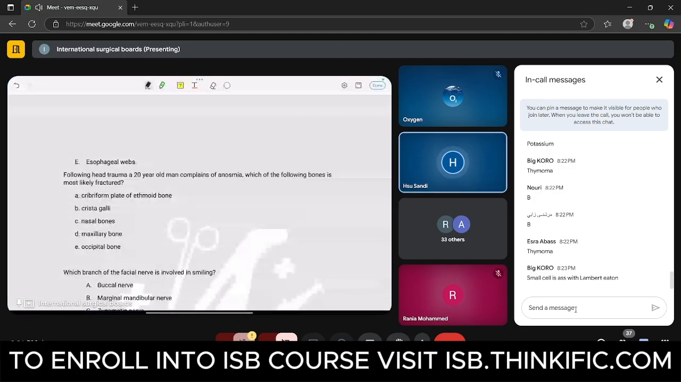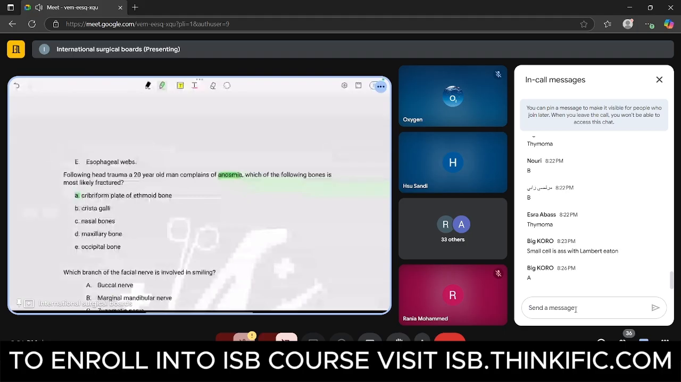Following a head trauma, a 20-year-old man complains of anosmia. Which of the following bones is most likely fractured? Cribriform plate of the ethmoid bone, crista galli, lacrimal bone, maxillary bone, occipital bone? The cribriform plate of the ethmoid bone. There's no fun in telling that. Olfactory nerve fibers traverse that bone. If it breaks, you know what happens.